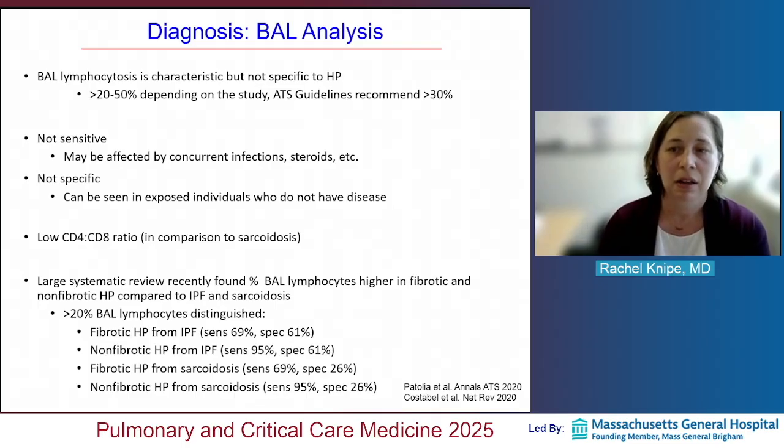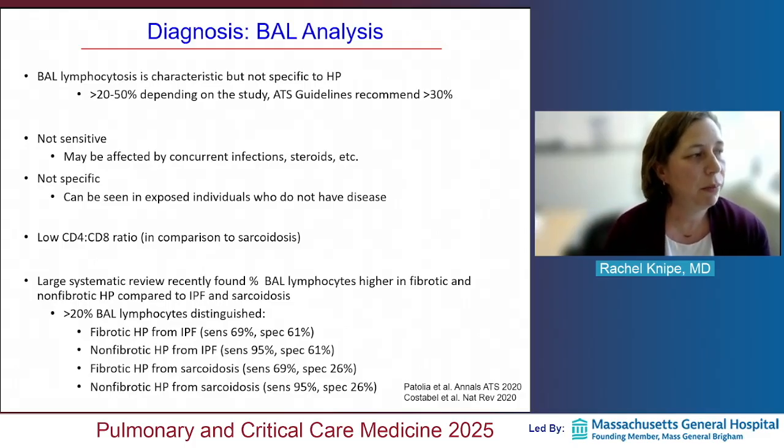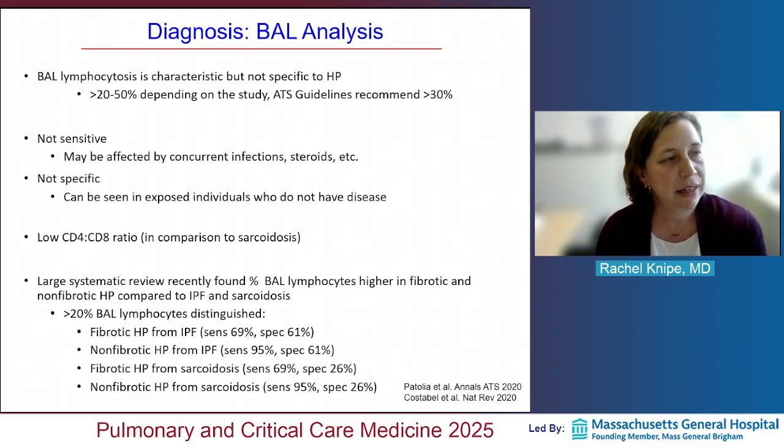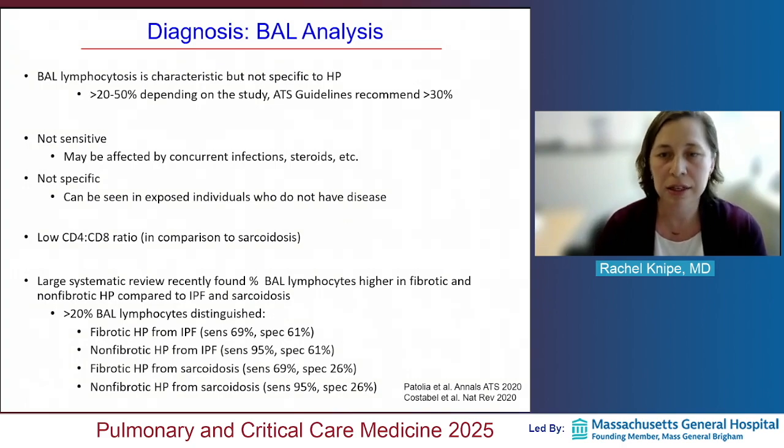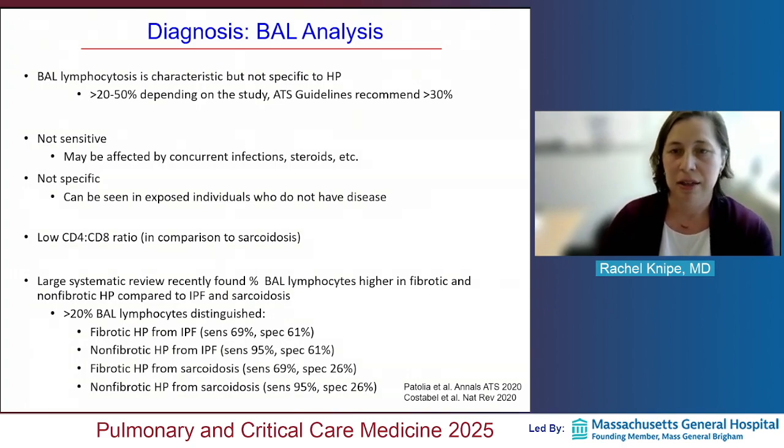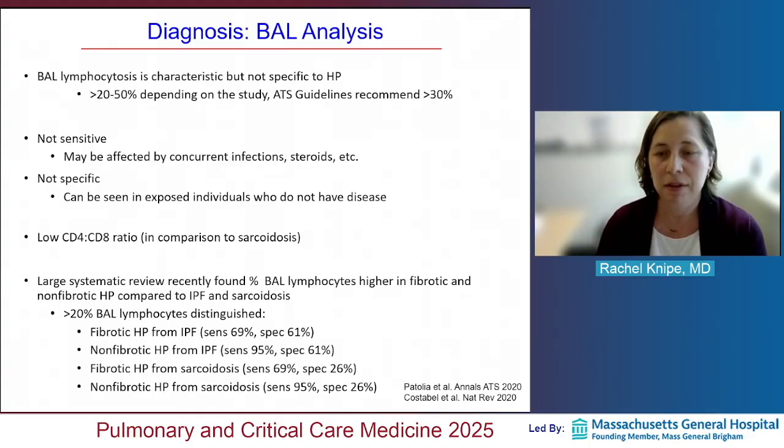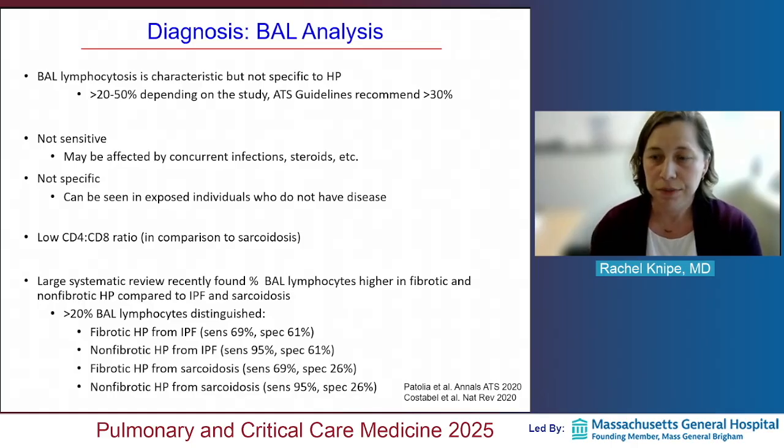If that's done, elevated lymphocytes in the BAL fluid is characteristic of HP, but again, it's really not specific. Depending on the studies, you'll see anywhere from 20 to 50% lymphocytosis reported. The ATS guidelines recommend greater than 30% as being consistent with a diagnosis of HP. There are many caveats to this. It's not sensitive or specific. If CD4 and CD8 subsets are sent, a low CD4 to CD8 ratio has been seen with HP in contrast with other ILDs, such as sarcoidosis, which have a high CD4 to CD8 ratio.